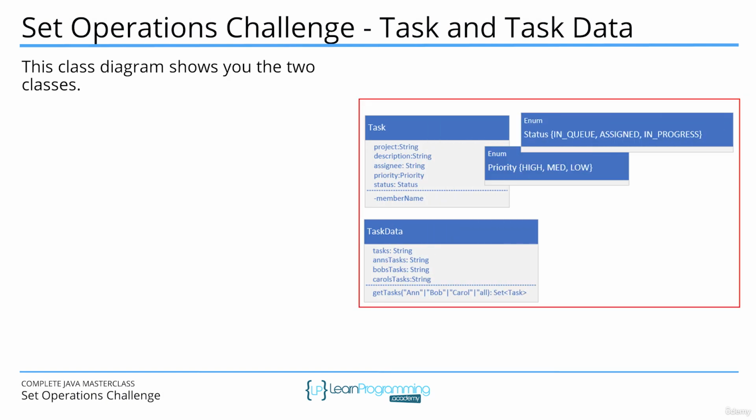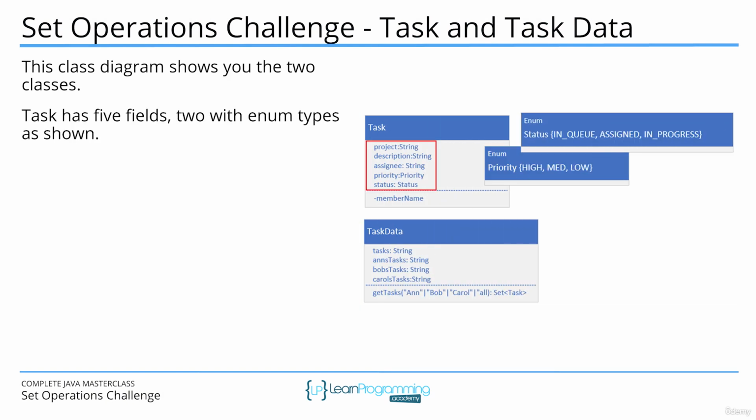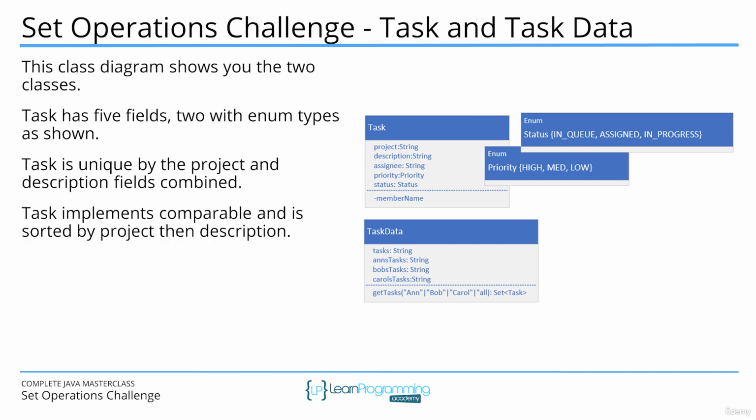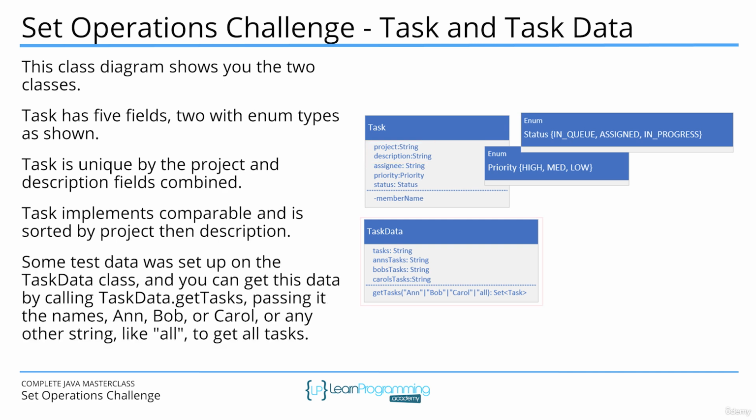This class diagram shows you the 2 classes. Task has 5 fields, 2 with enum types as shown. Task is unique by the project and description fields combined. Task implements comparable and is sorted by project then description. Some test data was set up on the task data class, and you can get this data by calling taskdata.getTasks, passing it the names Anne, Bob or Carol, or any other string, like all, to get all tasks.